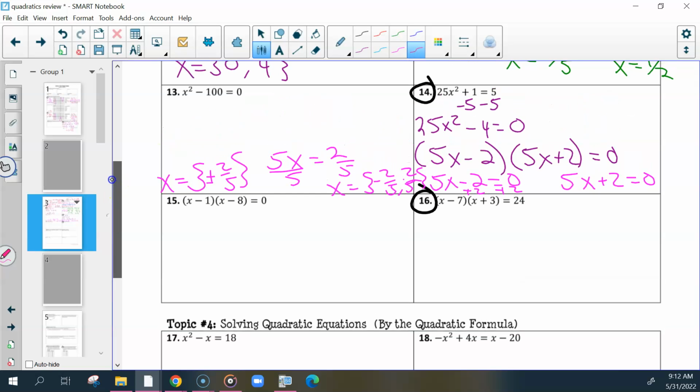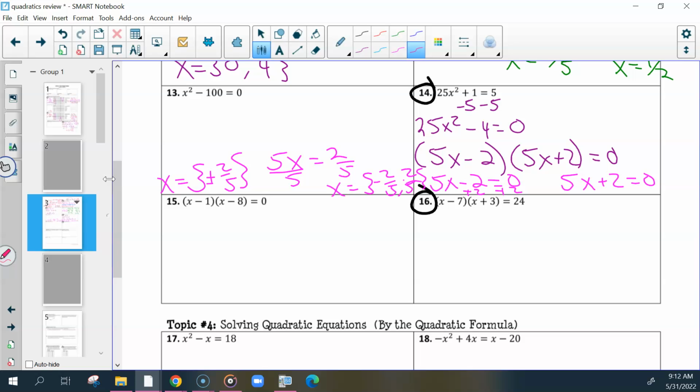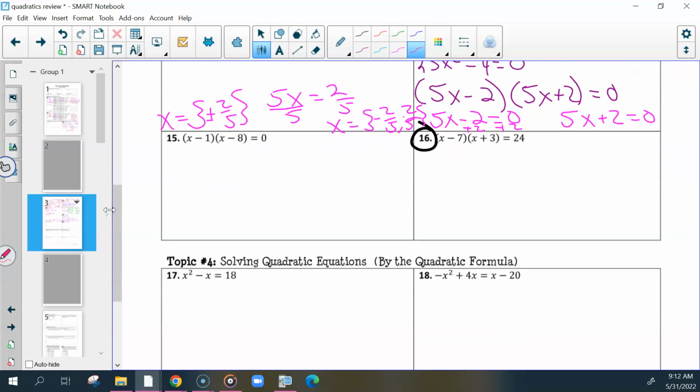Other questions on this one before we move on to 16? Well, if this, we need to solve it, it's already been solved. Solve it how? Here, putting everything in. Yeah, it still needs to be set equal to 0.